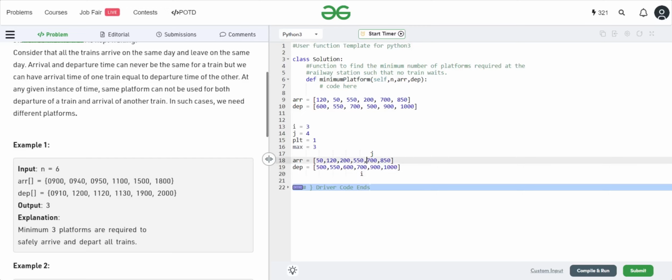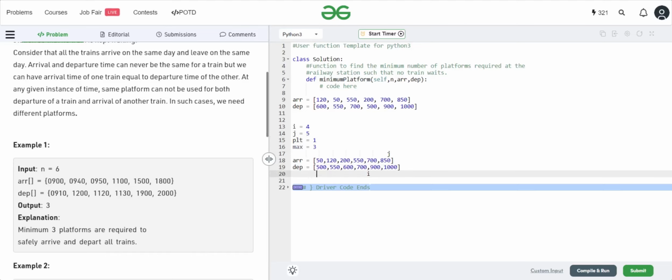Now, when both our arrival and departure time are equal to the same element, we will need an extra platform. And when we need an extra platform, we just increment j to go to 5. Now, when j goes to 5, we see that 850 is greater than 700, which means there will be an empty platform for us. So we'll just reduce the number of platforms by 1, and we'll just increment I over here.